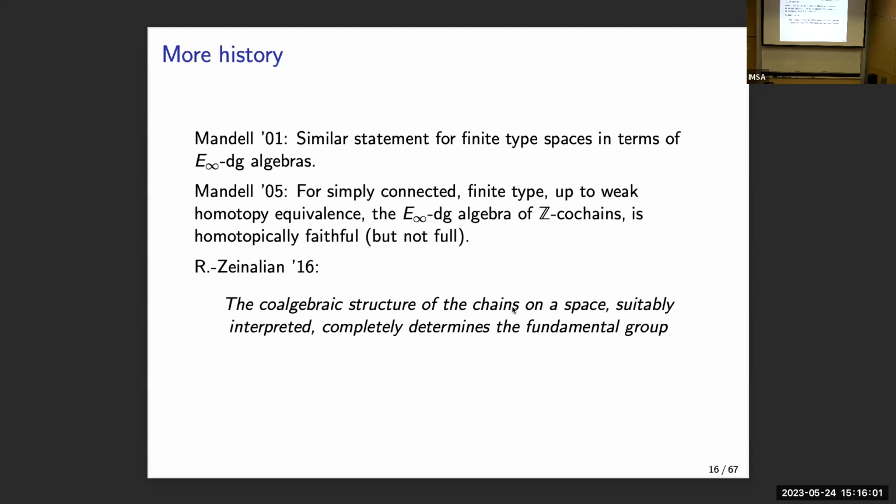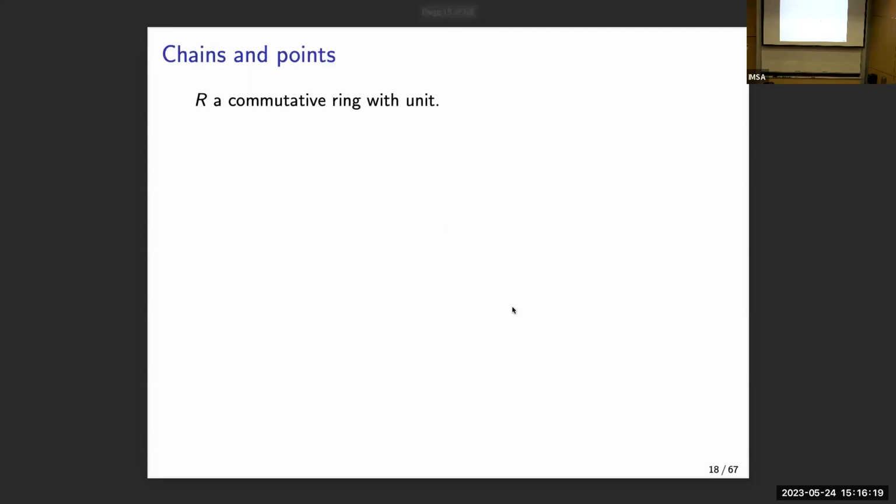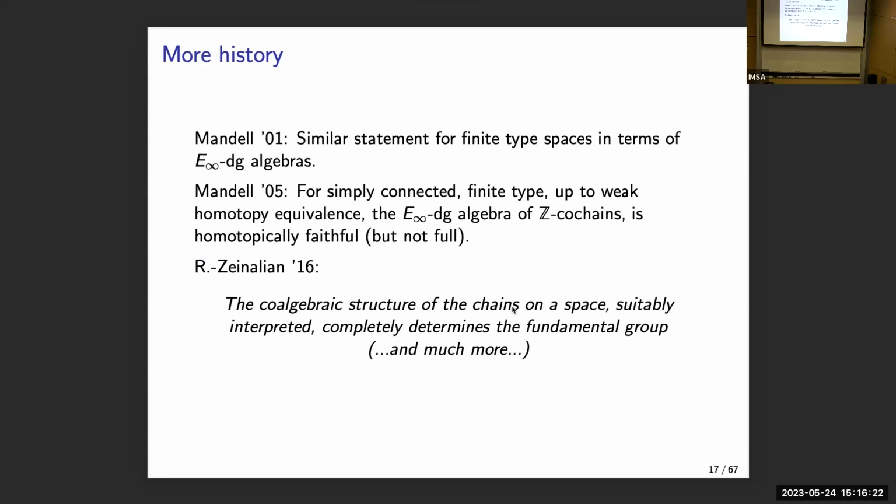So let's try to make sense of this poetic statement. And of course, the chains of the space determine not only the fundamental group, but much more. This might sound surprising at first. So you have no assumptions on the space. No assumptions on this space. So if you take something like BGL, those chains don't determine the plus construction. So you have to say chains as what, and under what notion of weak equivalence. We'll see.